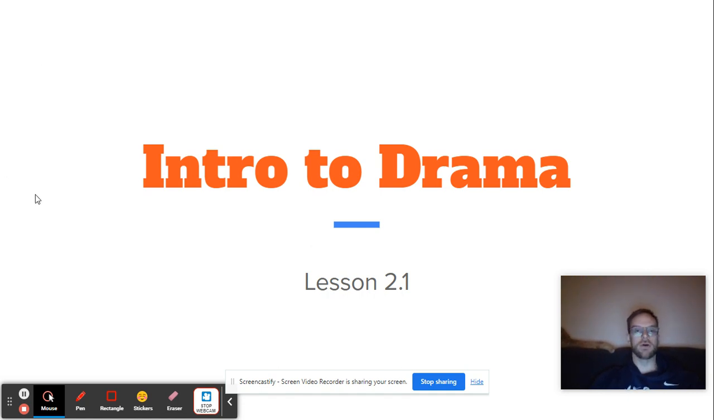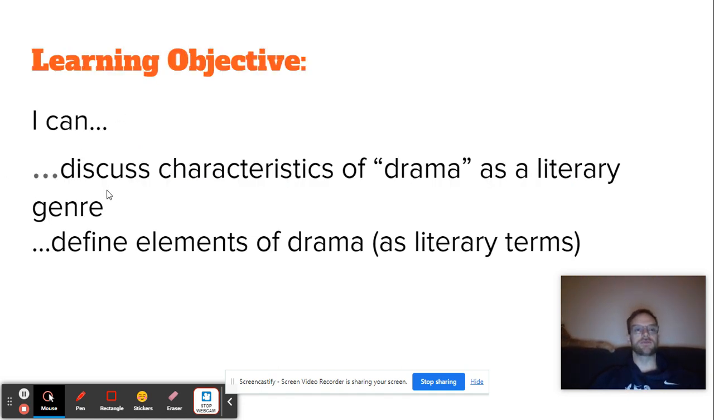And so, today's learning objective, we're going to discuss the characteristics of drama as a genre. We already started that a little bit with our opening activity. And then we're going to define elements of drama as literary terms, so we have a good vocabulary with which we can discuss the play that we're going to be reading.